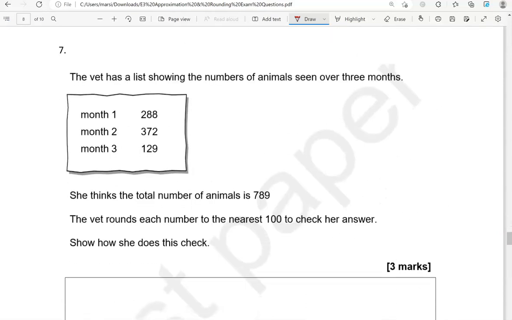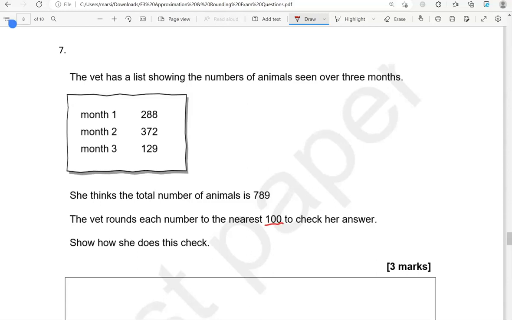The vet has a list showing the numbers of animals seen over 3 months. Month 1, 288. Month 2, 372. Month 3, 129. She thinks the total number of animals is 789. The vet rounds each number to the nearest 100 to check her answer. Show how she does this check.